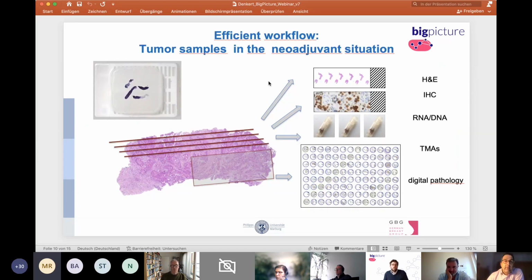So we have a very efficient workflow. These are the core biopsies from the neoadjuvant situation. We have some slides, then we put a part of the core biopsy in a tissue microarray. We have some samples for RNA and DNA, and of course, those slides, the large slides, but also the TMAs are important resource for digital pathology.